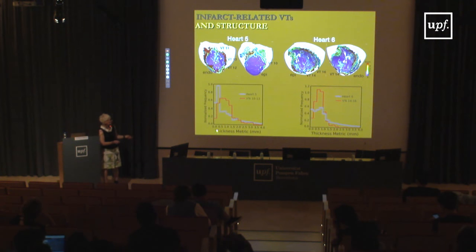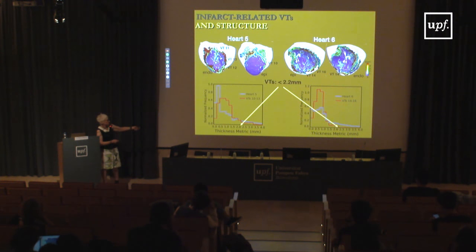And you can see here that while the average distribution was skewed towards the thinner surviving areas, the arrhythmias, the ventricular tachycardias, were set up in a preferential thickness. And what we found was that all the areas through which ventricular tachycardia was propagating were always less than 2.2 millimeters. Now, this is a very important conclusion.